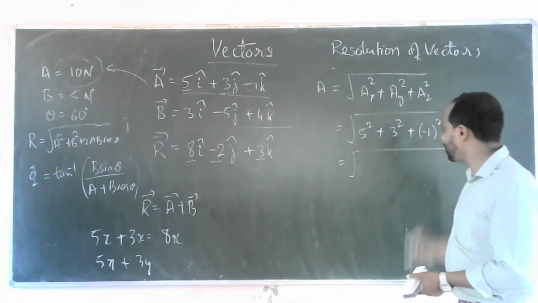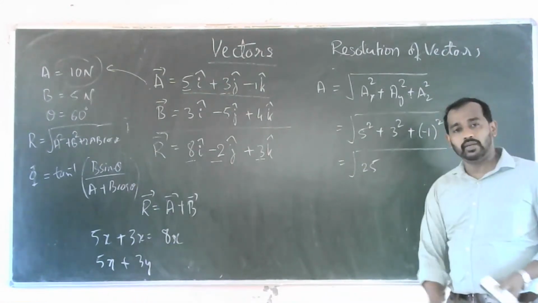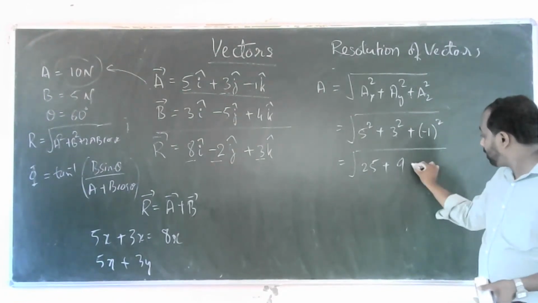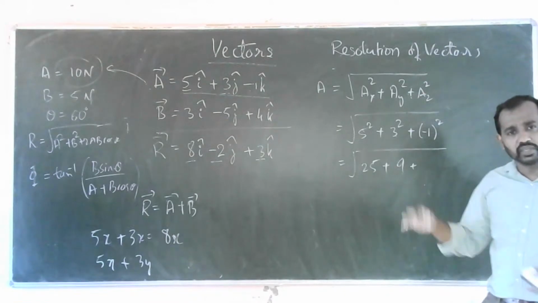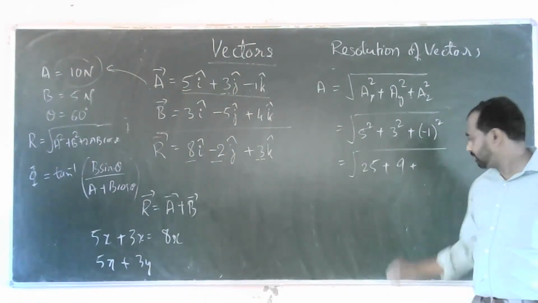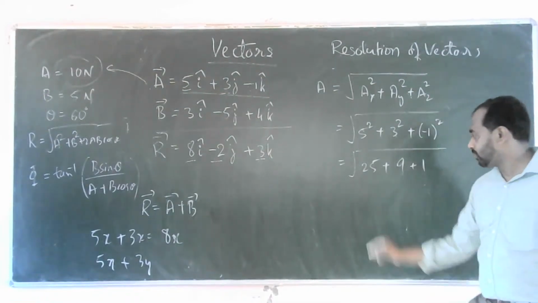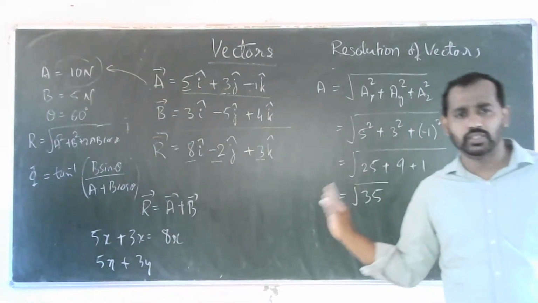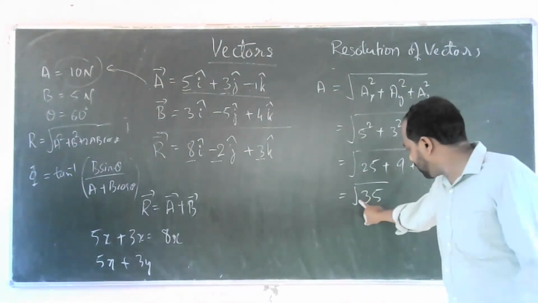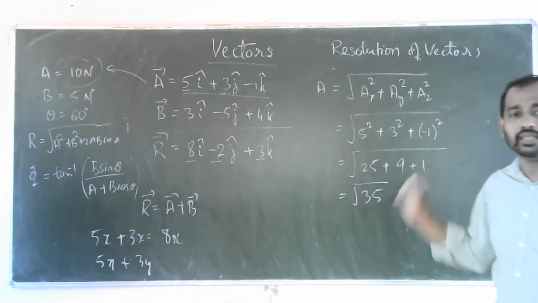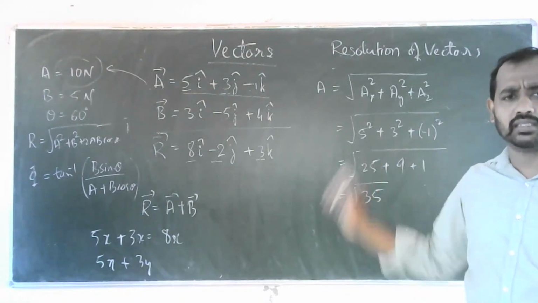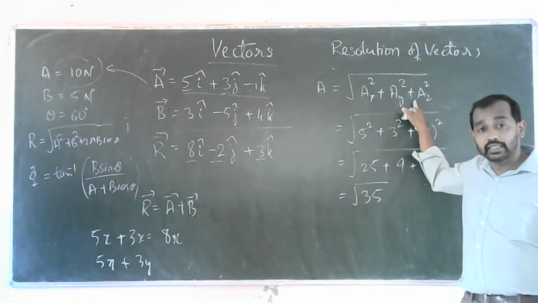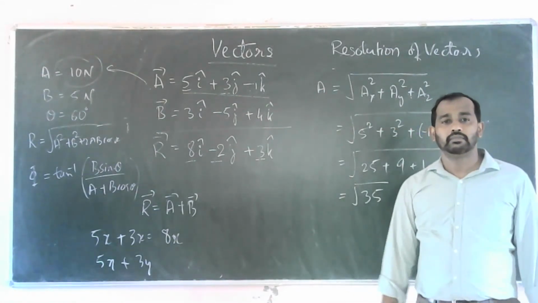Okay. What is the value here? 5 square, 25. 3 square, 9. Plus minus 1 into minus 1. It will be again positive. Therefore, it is 1 itself. So the answer will be how much? Square root of 35. You can find it using the calculator. It is almost closer to 6. That is how we are going to find out the value. Since we are squaring it, even the negative terms will become positive.